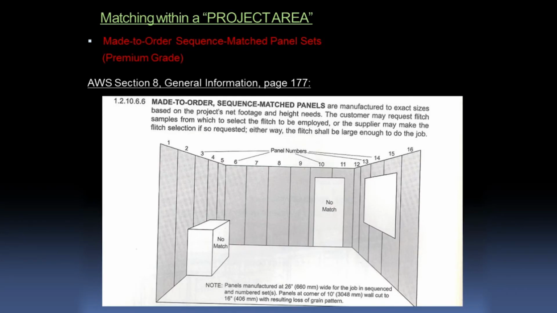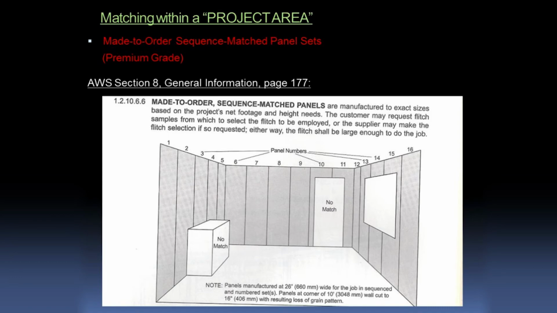The illustration you see here is showing the made-to-order sequence match panel sets, which is the default for premium grade. The panels are manufactured to exact sizes based on the entire project's net footage and height needs. And the really major difference as compared with custom grade is that, quote, the flitch shall be large enough to do the job, unquote. This is the type of thing Randy was just talking about.